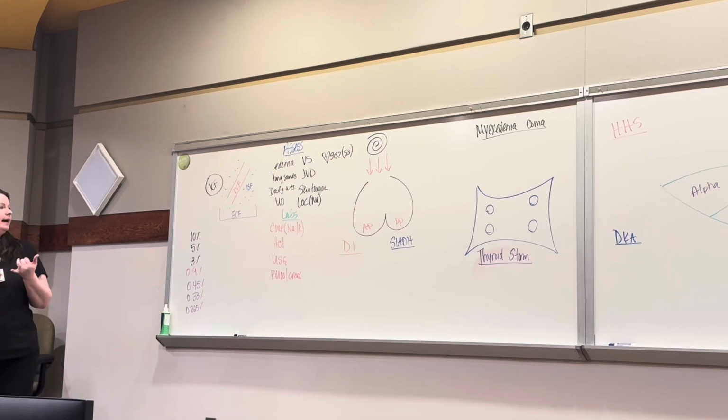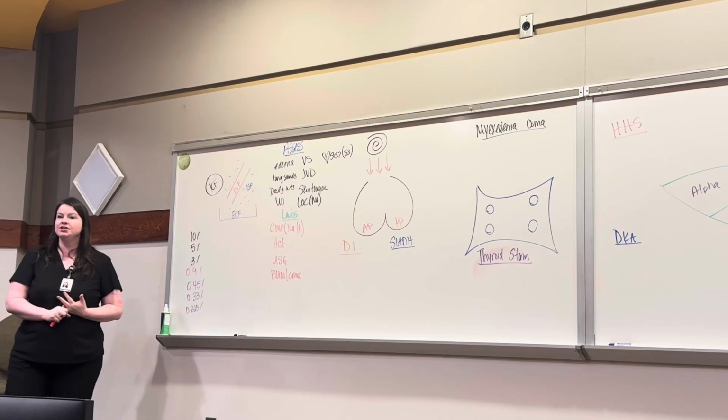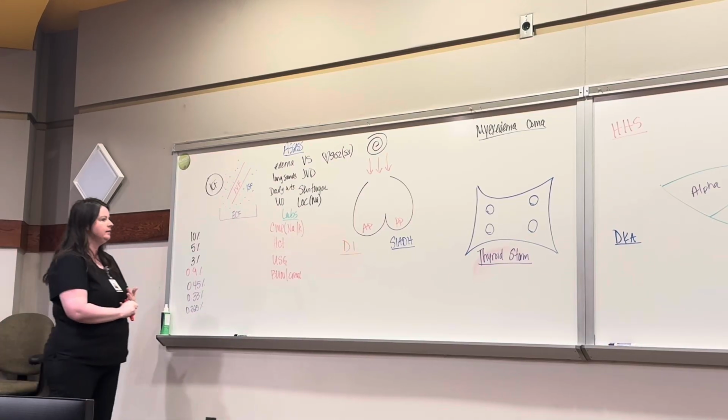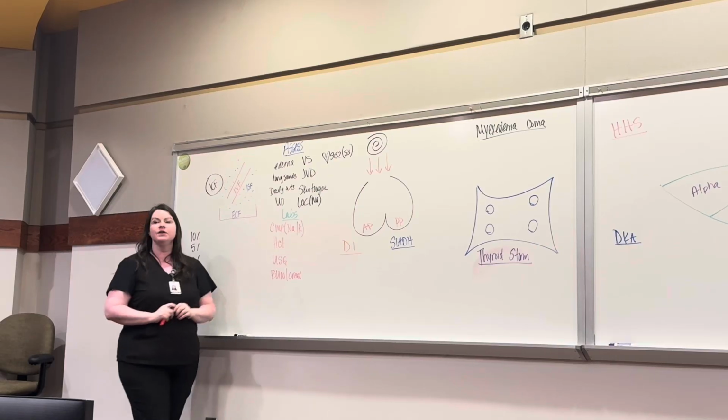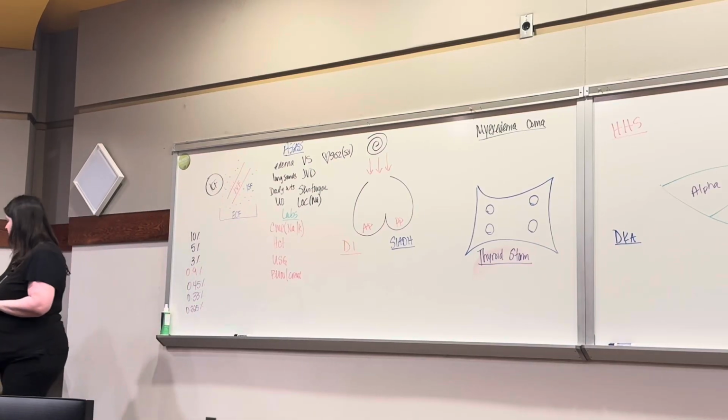All right, so I have a complete metabolic panel, really paying attention to that sodium and potassium. Looking at my H&H, really paying attention to that hematocrit. I'm looking at my urine specific gravity to see if I'm concentrated or diluted.